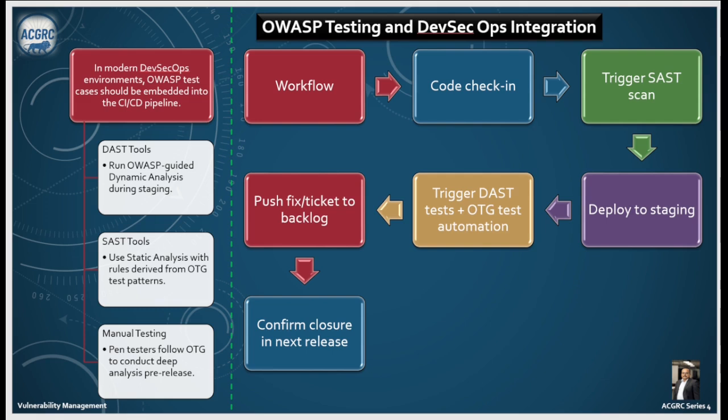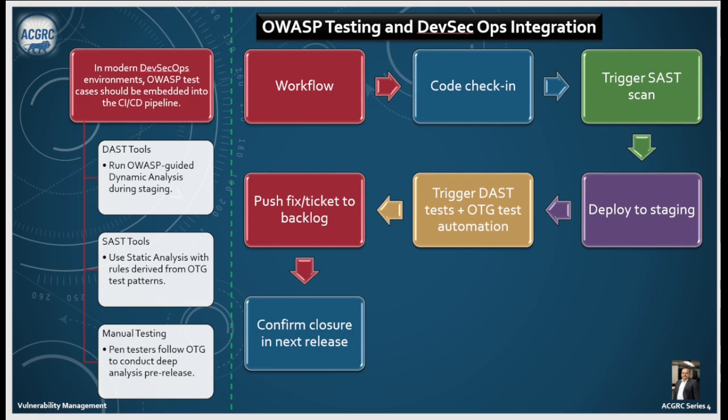In the test stage, it runs manual and automated tests from the OWASP testing guide. In the release stage, it validates key controls, such as session management and business logic, before the launch. In the operate and monitor stage of DevSecOps, OWASP testing helps monitor exposed APIs, misconfigurations, and client-side risk. In feedback and improve, the testing results from OWASP help improve development practices and automate remediation.